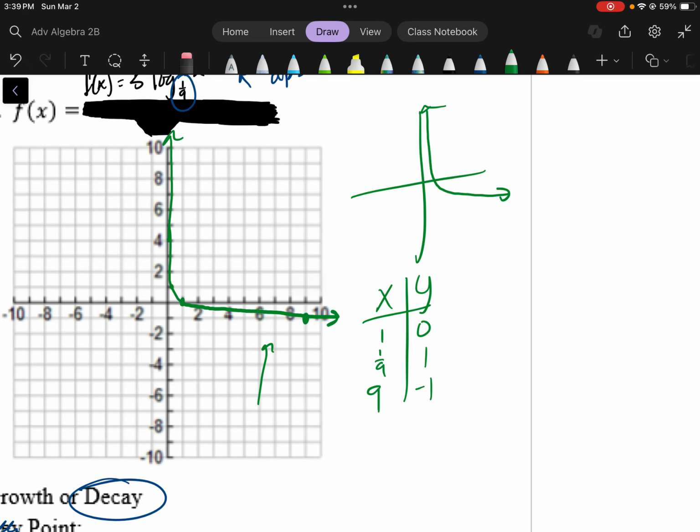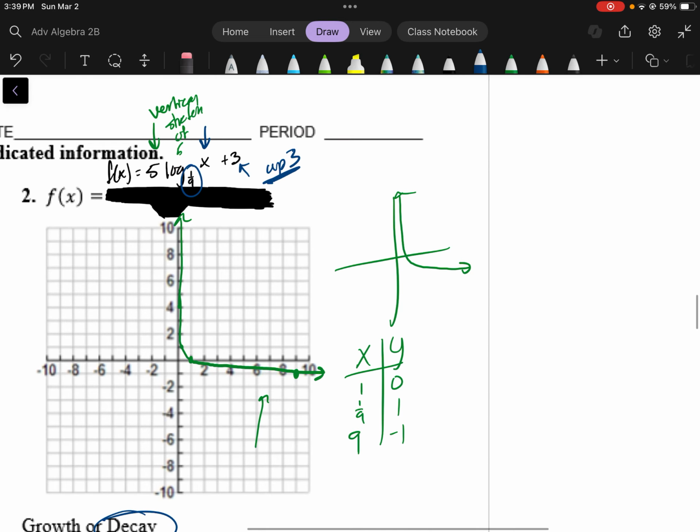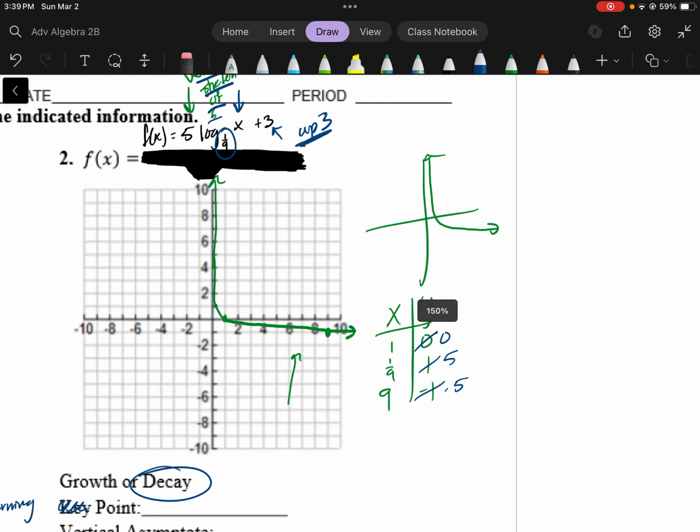Okay, so now we need to apply our transformations. So our up 3 affects the y value. Vertical stretch of 5 affects the y value. And we don't have anything that's going to affect the x. Okay, so PEMDAS still needs to be applied for our transformations. Vertical stretch is multiplying, so we need to multiply everything by 5 first. So 0 times 5 is still 0. 1 times 5 is 5. And then that would be negative 5.